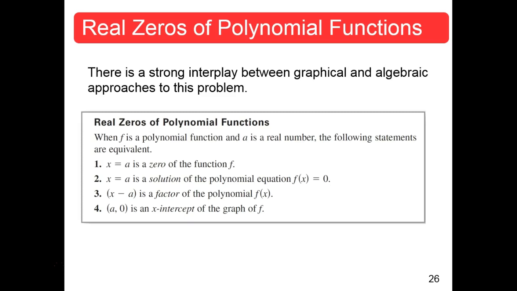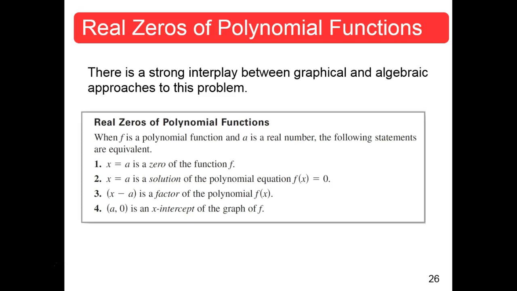Okay. So here are four statements that are all equivalent. f is a polynomial function, and a is a real number, no imaginary numbers here. The following statements are all equivalent. x equal to a is a zero of that function. Now, here's this other statement that means the same thing. That means that x equal a is a solution of the polynomial equation f of x equals zero. What is f of x? y is equal to zero? Sure, that's going to be where the zero of the function is. Exactly. So if one of these is true, the other is true.